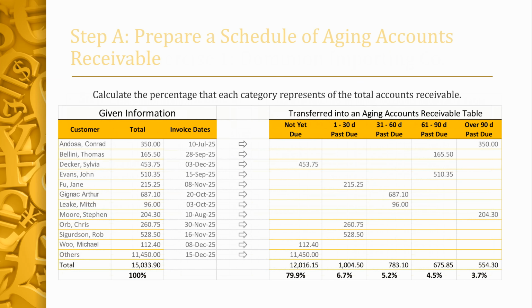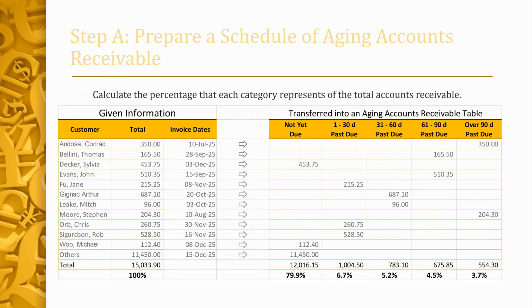Now we need to do some calculations. Step B on page 223 gives you the rates of uncollectible amounts by aging period. Enter those into your table. Then multiply the amount due for that aging period by the estimated percentage of uncollectible. $12,016.15 times 1% equals $120.16. $1,004.50 times 4% equals $40.18, and so on.